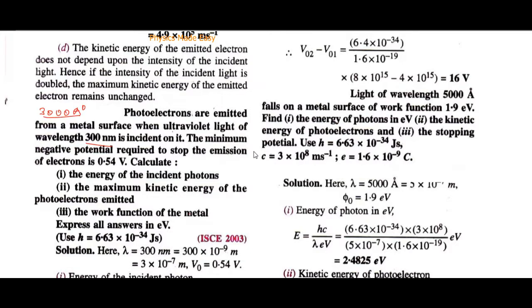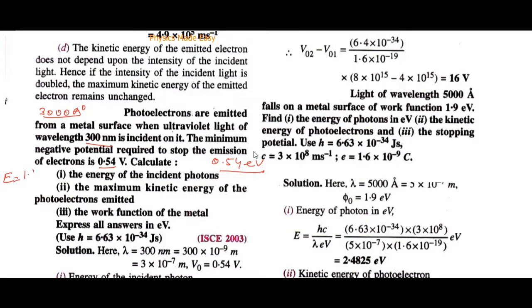Photoelectrons are emitted from a metal surface when ultraviolet light of this wavelength is incident on it. The minimum negative potential to stop them is this. They have given us the stopping potential, and it means the maximum kinetic energy is this. And now what he has asked is the energy of the incident photon. This you can calculate very easily.